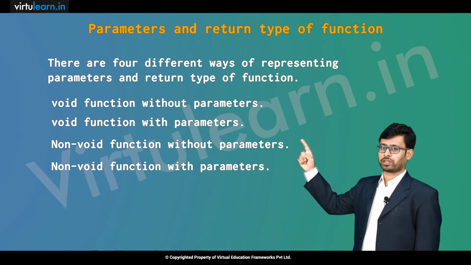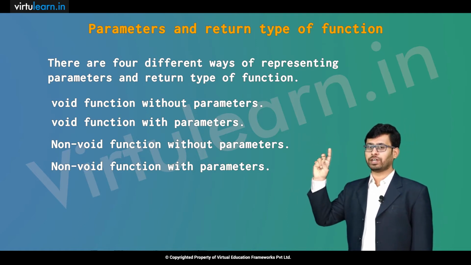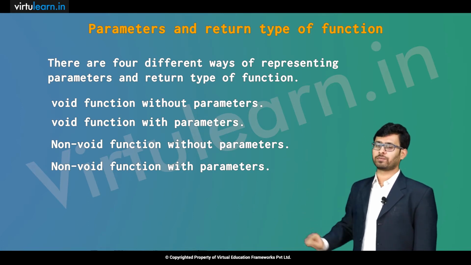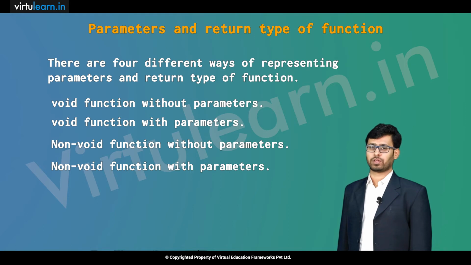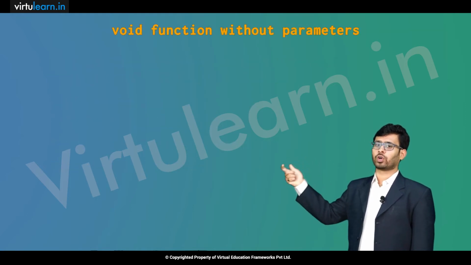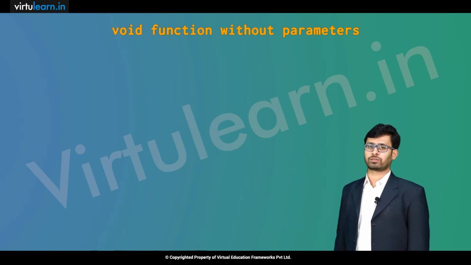The 3 aspects, function declaration, function call, and function definition, need to be represented using these 4 different techniques. So let us see the signature of void function without parameters. How do we need to write a void function without parameters?